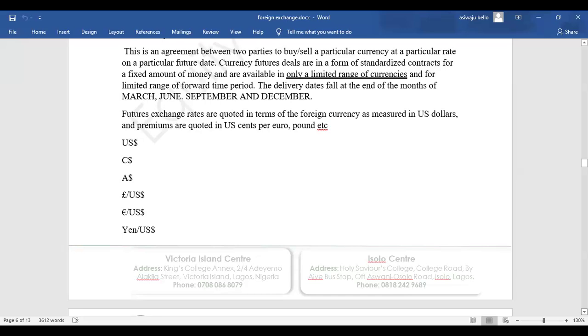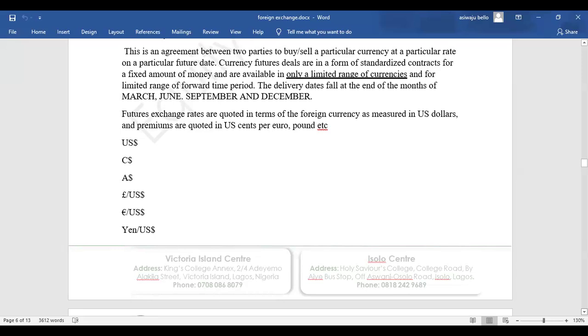We have over-the-counter currency options. Over-the-counter currency options are more like forward contracts in that they are available in all currencies. Then they can be designed to meet the precise requirements of the clients, meaning that they can accommodate any amount of contracts. They can accommodate fractions.